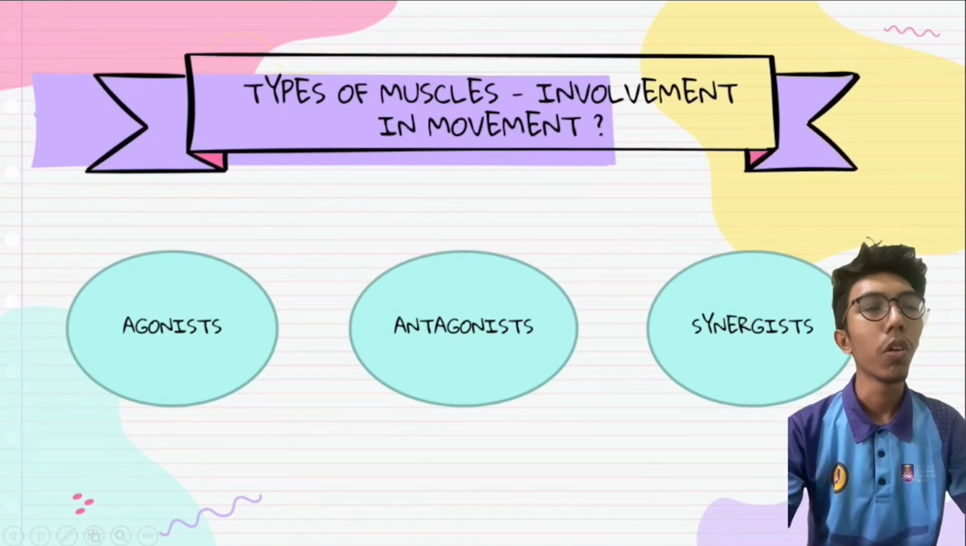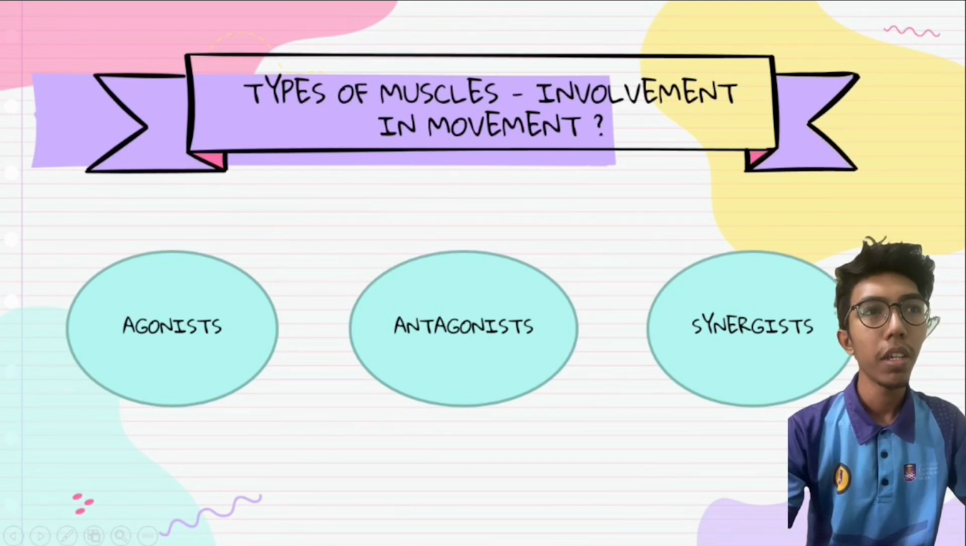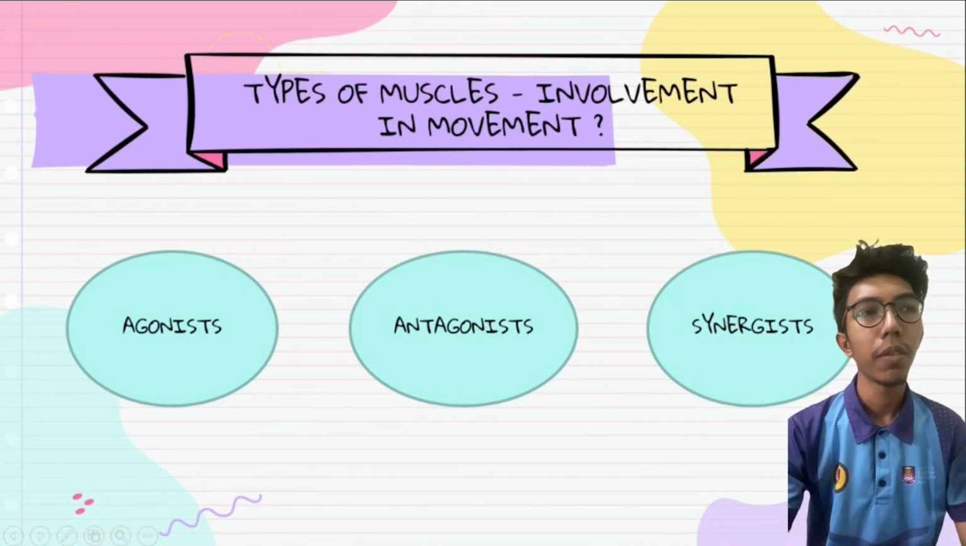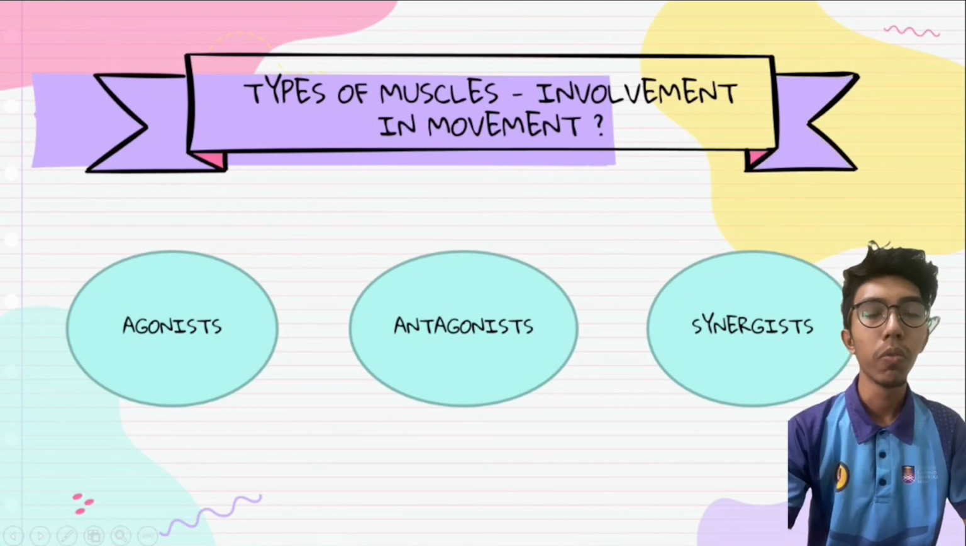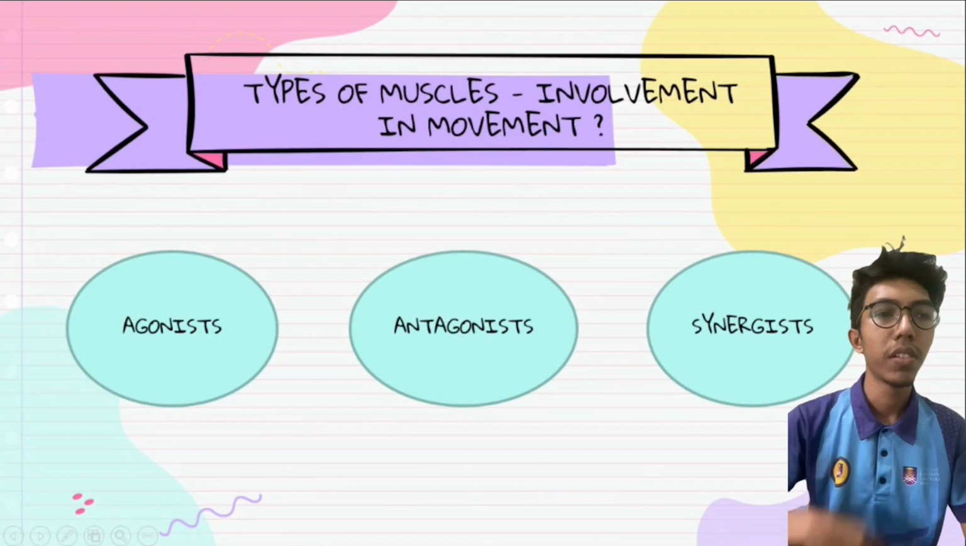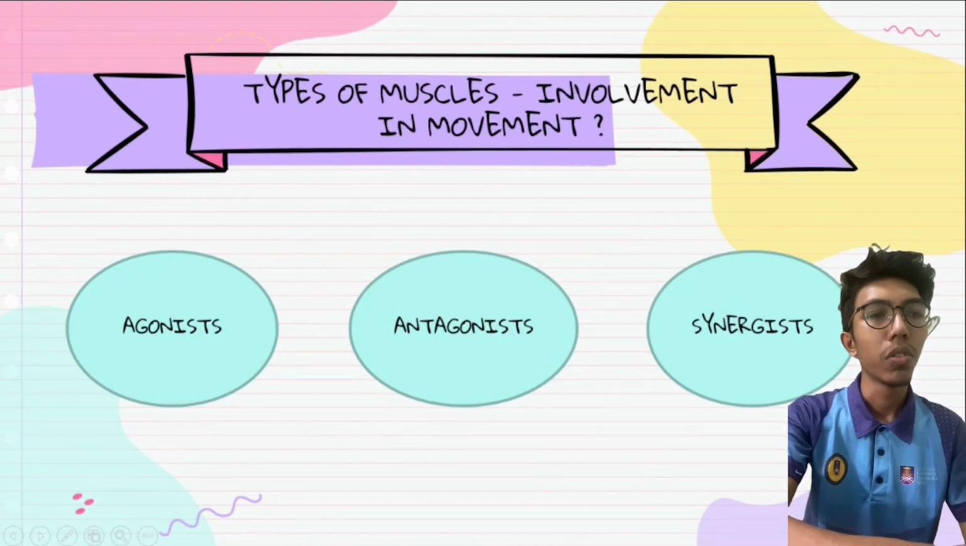Now I'm going to continue explaining the types of muscle involvement in movement. We can classify muscles based on the way they contribute to a given human movement, and they have three types. First is agonist, second is antagonist, third is synergist. Next we move to the next slide.